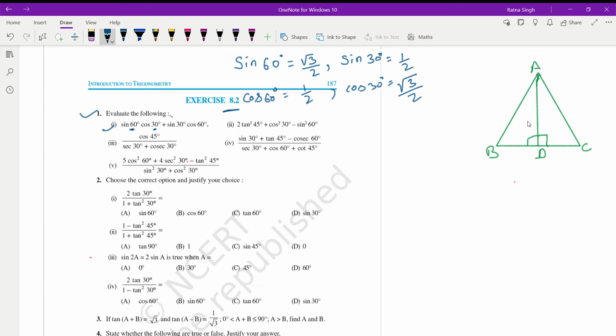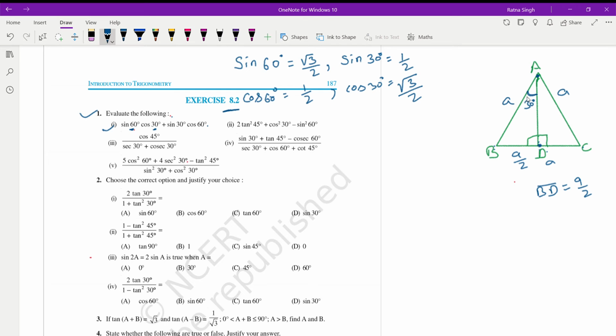and here I am deriving it. Let this be an equilateral triangle ABC with side A, and AD is the perpendicular bisector of side BC. Then the line segment BD will be A by 2. BD is equal to A by 2. Now if we take this angle 30 degree, then by Pythagoras theorem we can easily find the value of side AD.